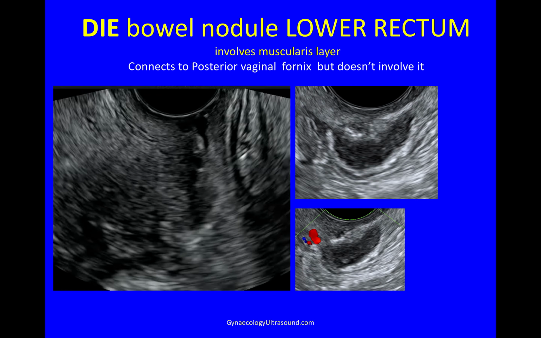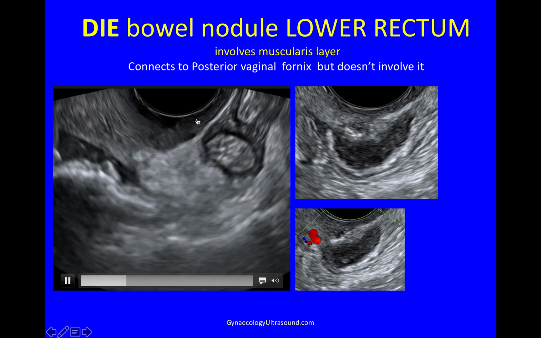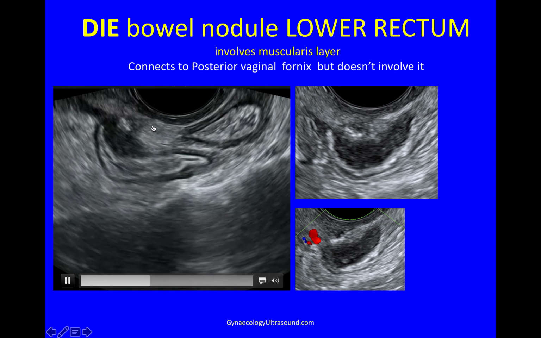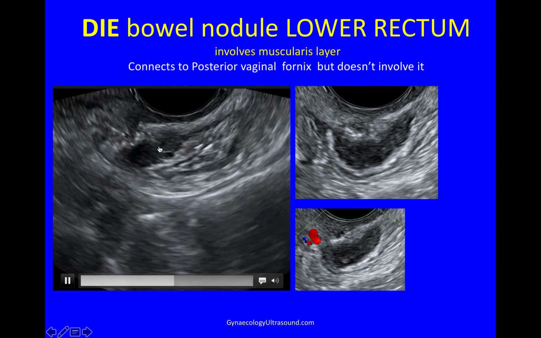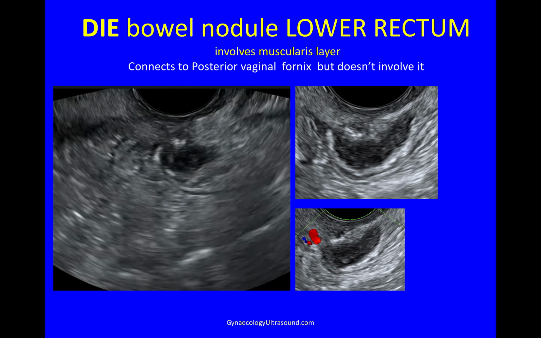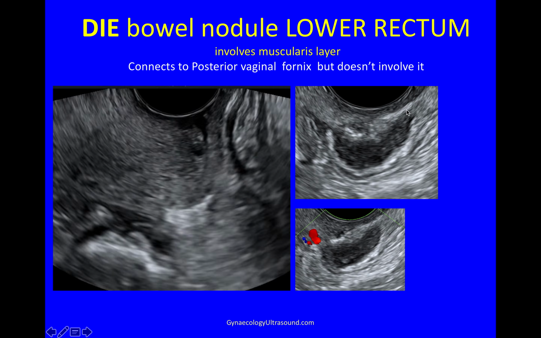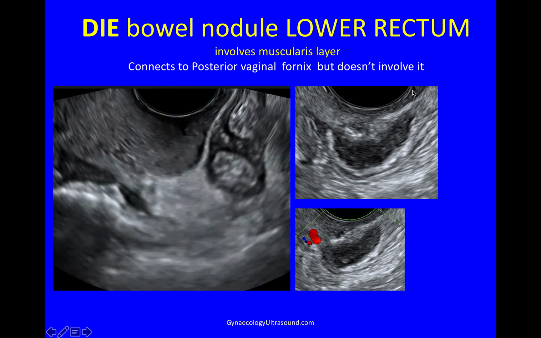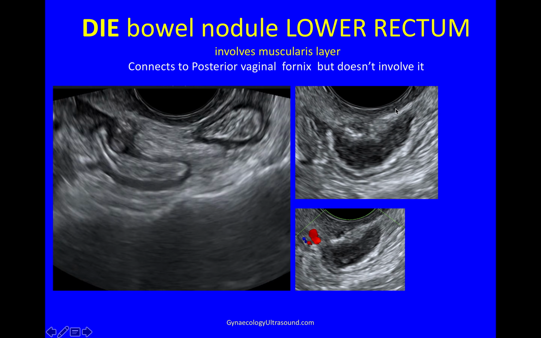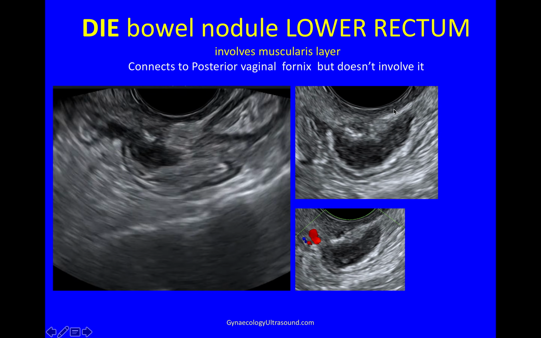But here you will see a nodule of DIE in the lower rectum. There's the probe going into the posterior fornix, that's the posterior vaginal wall. Bit of fibrosis there, and here is a nodule in the lower rectum. It's connected to the posterior vaginal fornix, but not involving it, because you can see that the posterior vaginal fornix itself is very white, very dark and thin, so it's not thickened and it's not involved.